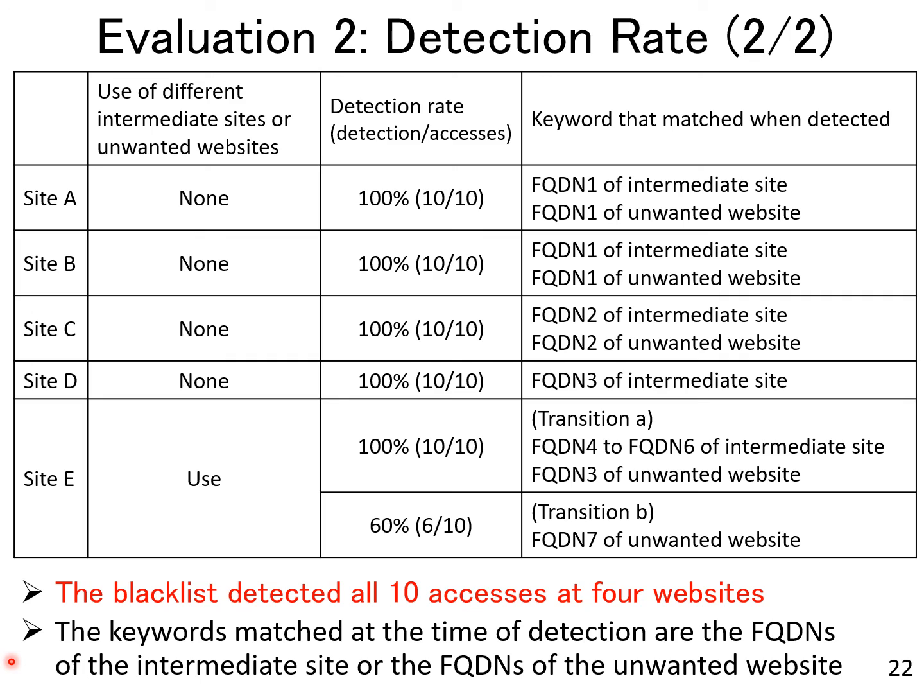The keywords matched at the time of detection are the FQDNs of the intermediate site or the FQDNs of the unwanted website. Since the file name that causes the redirection and the FQDNs that provide the file are small in the number of extractions, it is presumed that the keywords did not match at the time of detection.